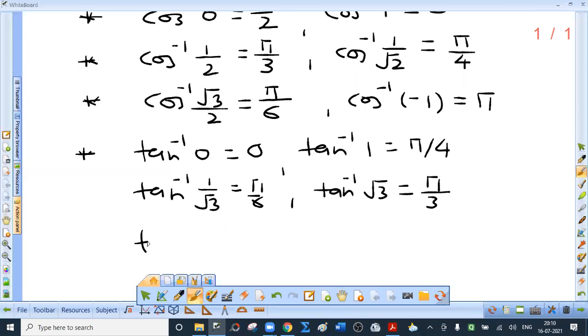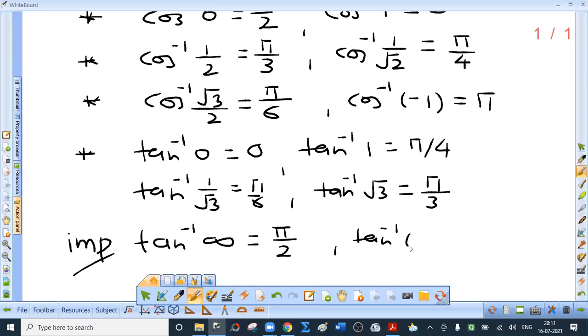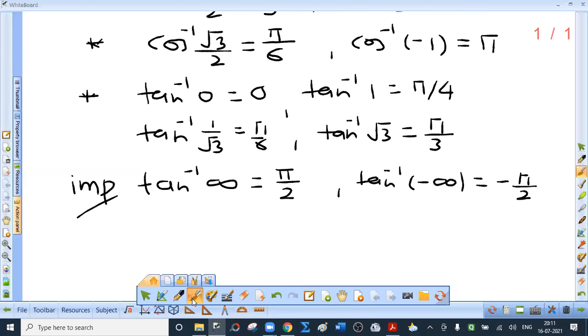See, this is very important. In physics, you are definitely going to use this. Tan inverse infinity is the angle whose tangent ratio is infinity. We had done this. Tan of pi by 2 is infinity. So tan inverse infinity is nothing but pi by 2. Okay. Then tan inverse minus infinity is minus pi by 2. So this you have to remember.